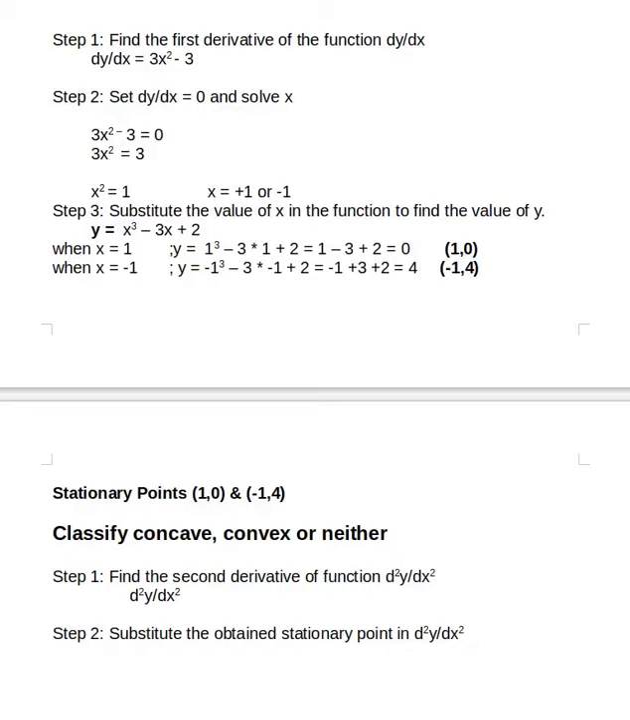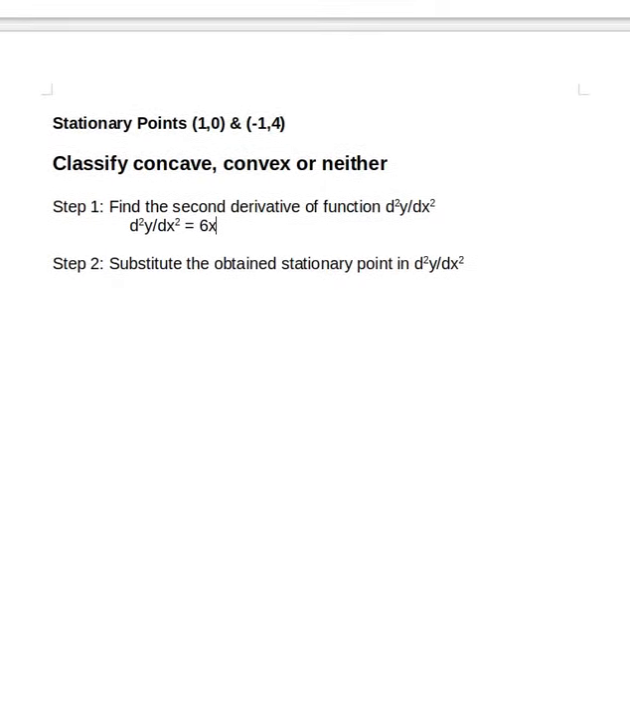So now we can classify whether the function is concave, convex or neither. For that, the first step is to find the second derivative of the function. Second derivative is d square y by dx square. So the first derivative is 3x square minus 3. From this, the second derivative is 6x. 6x is the second derivative of the function, and we can substitute the obtained stationary points into this second derivative.